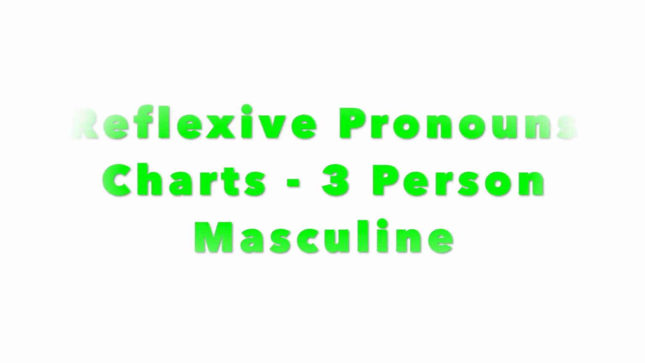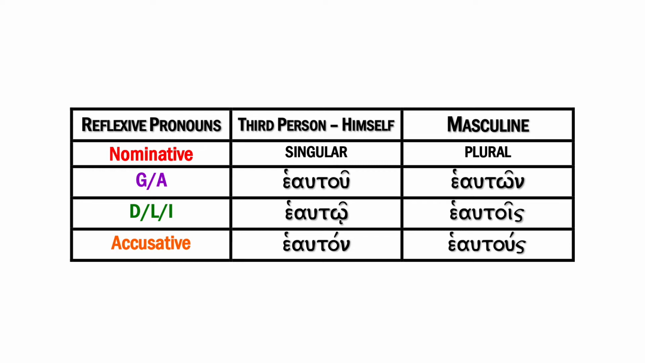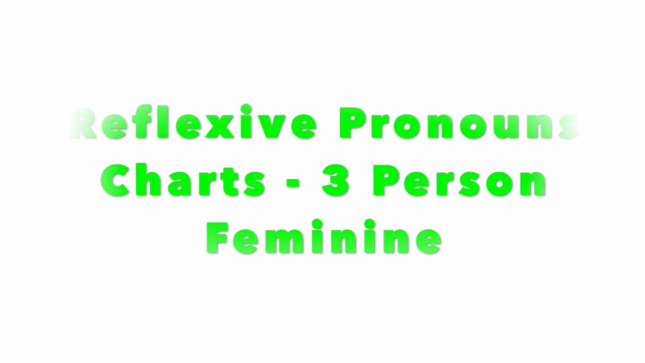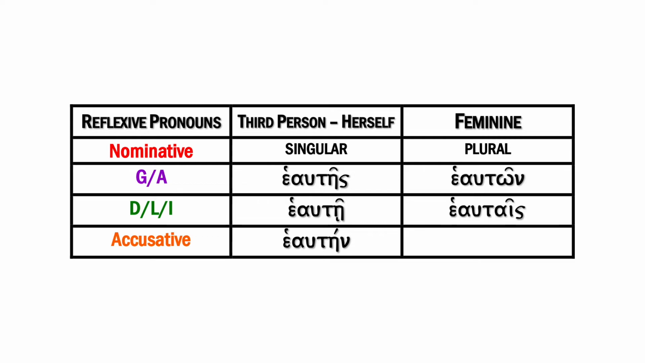Okay, let's move right into third person now, starting with the masculine forms. Heautu, heauto, heauton, heauton, heautois, heautous. And finally, third person feminine forms. Heautes, heaute, heauton, heauton, heautes, heautas.